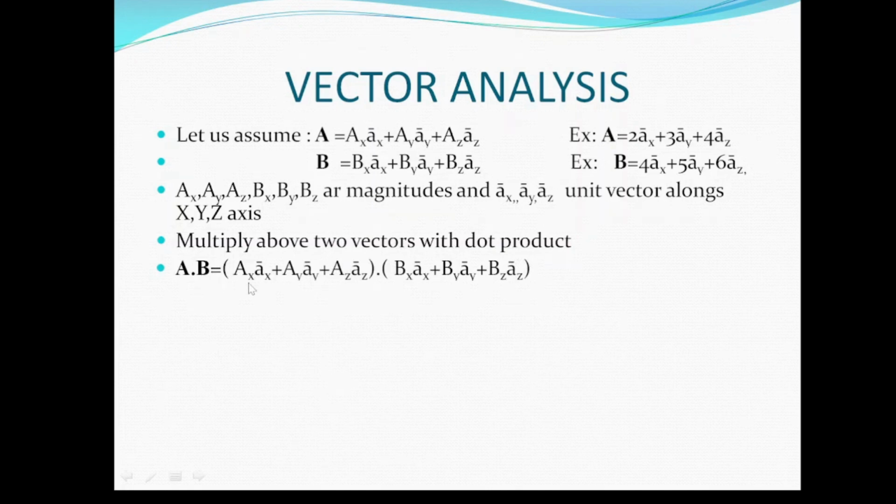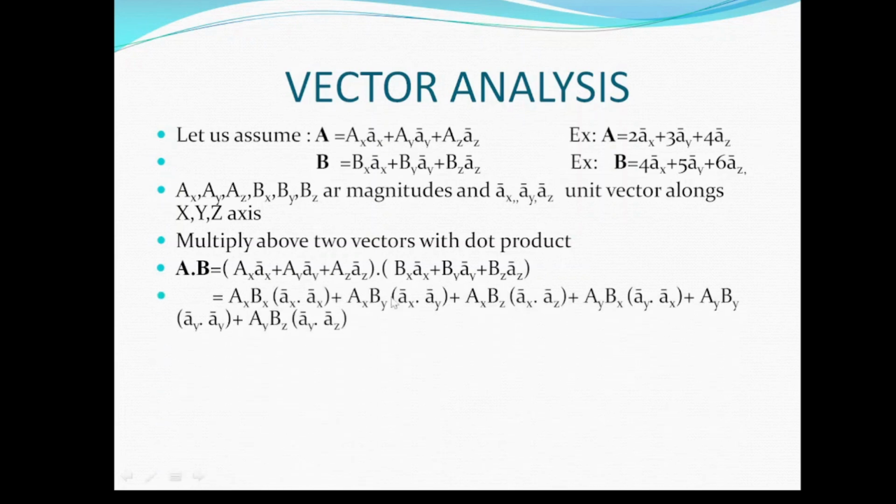A dot B. So substitute A and B. It is the total vector A and the total vector B. After multiplying these two vectors A and B, we are going to get 9 terms. Vector A has 3 terms and vector B has 3 terms, so 3 into 3, 9 terms we are going to get. First we multiply the first term into the first term, the first term into the second term, and the first term into the third term.